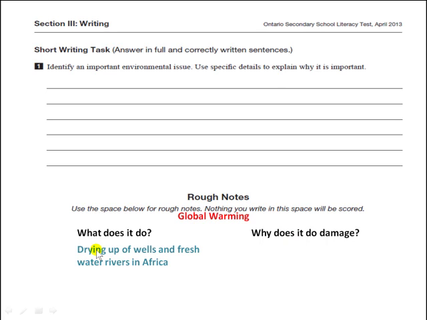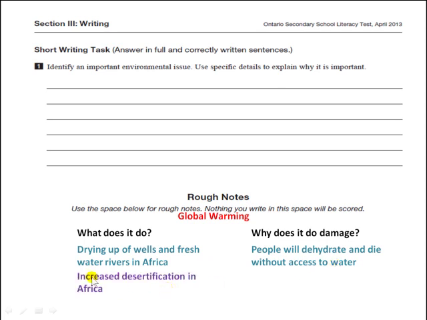The first idea that I'm going to present is that drying up of wells and fresh waters and rivers in Africa will produce damage. How and why is this significant? Well, without water, people will dehydrate and die without access to water. A second concern I will express is that increased desertification in Africa will lead to more people starving as crops do not grow without water, and without food, people will die.